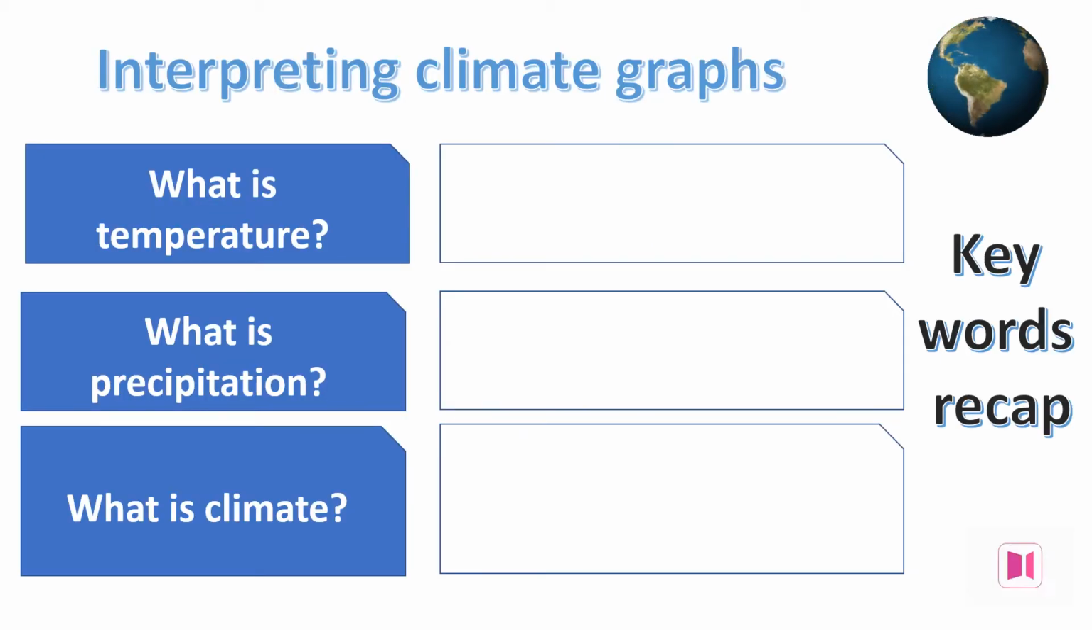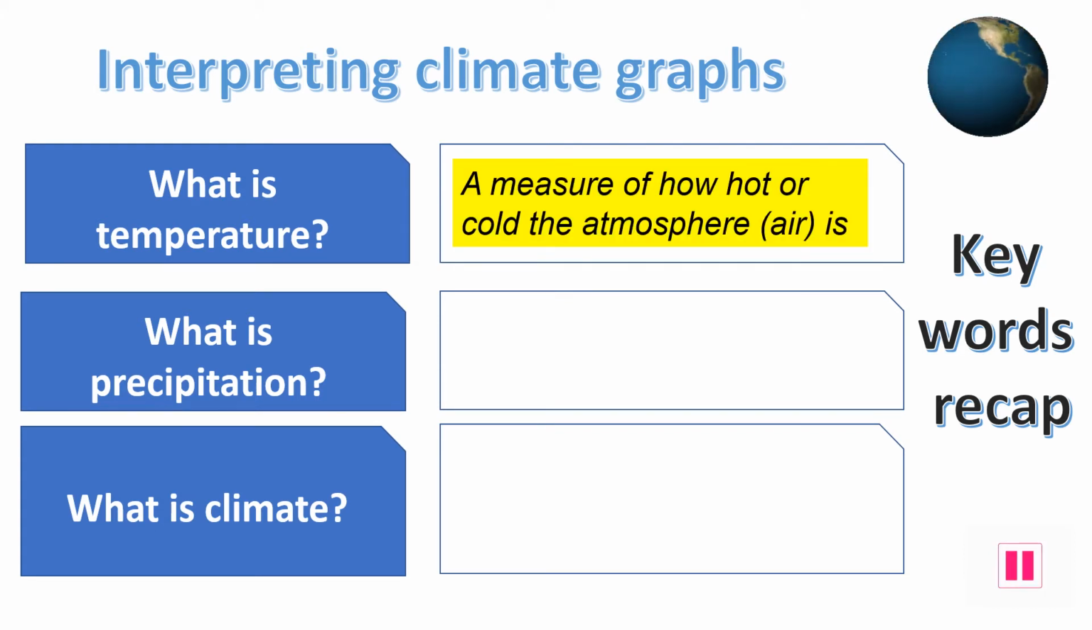On the screen we have some key words that we need to understand. These are set out like revision cards. The first definition is temperature. Temperature is the measure of how hot or cold the atmosphere is.